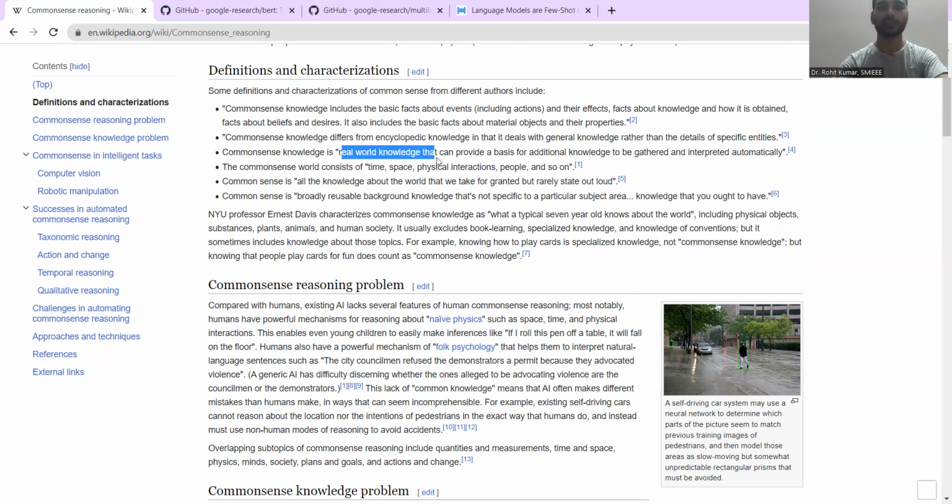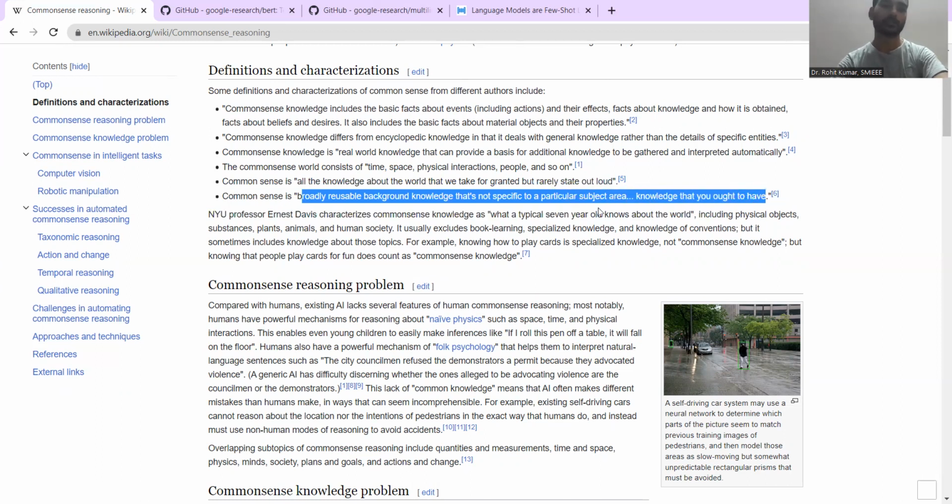Then common sense knowledge is real world knowledge that can provide a basis for additional knowledge to be gathered and interpreted automatically. That's the quite interesting part. Then the common sense world consists of time, space, physical interaction, people, and so on. Many entities or factors are included. Common sense is all the knowledge about the world that we take for granted but rarely state out loud. It is broadly reusable background knowledge that is not specific to a particular subject area, knowledge that you ought to have. So these are some basic definitions of common sense, but you may have your own definition.